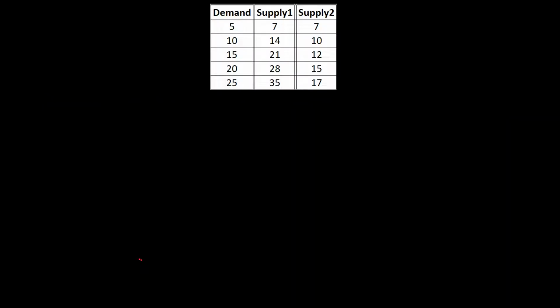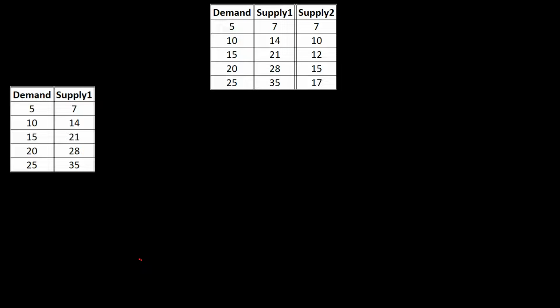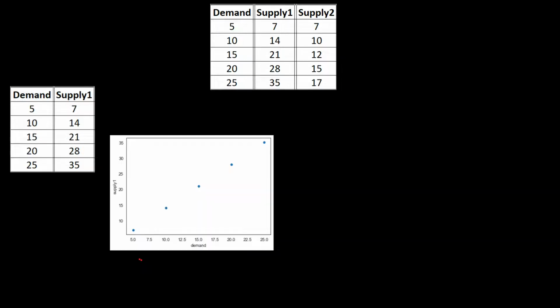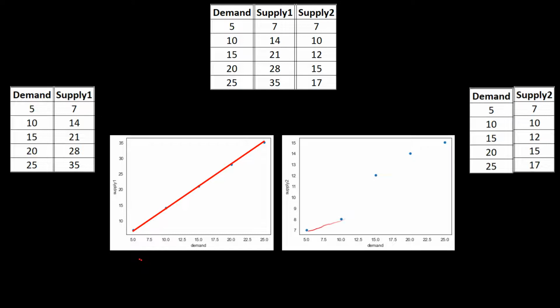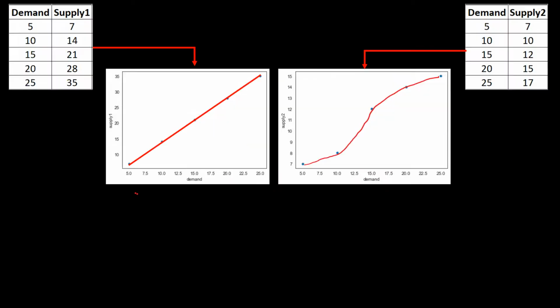So here we have this particular data set where we have three variables. Now let's take the first pair out of this, which is demand and supply 1, and if you draw a scatter plot on top of this, what you get is both of these two variables are linearly related with each other. Now if you take the second pair, demand and supply 2, and draw a scatter plot, what you notice is both of these two variables have a monotonic relation. Now we will try to find the Pearson and Spearman correlation in both of the cases.